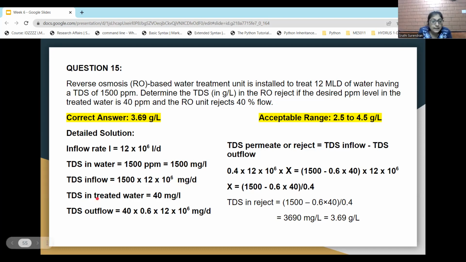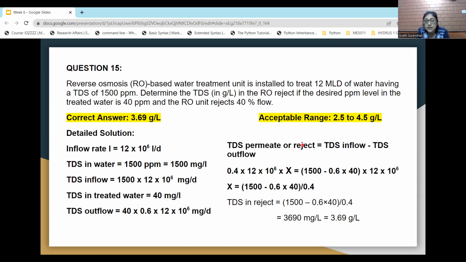Now they have said that the TDS in treated water is 40 milligram per liter. That is, they only want 40 milligram per liter, and they have also said 60% of the water is being treated. So for the 60% of the water that is being treated, if you multiply it by 40, we are actually getting the TDS required in the outflow.